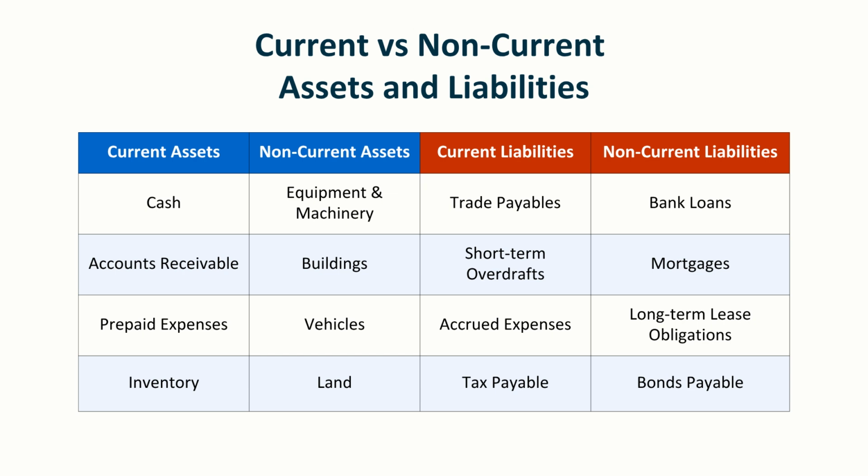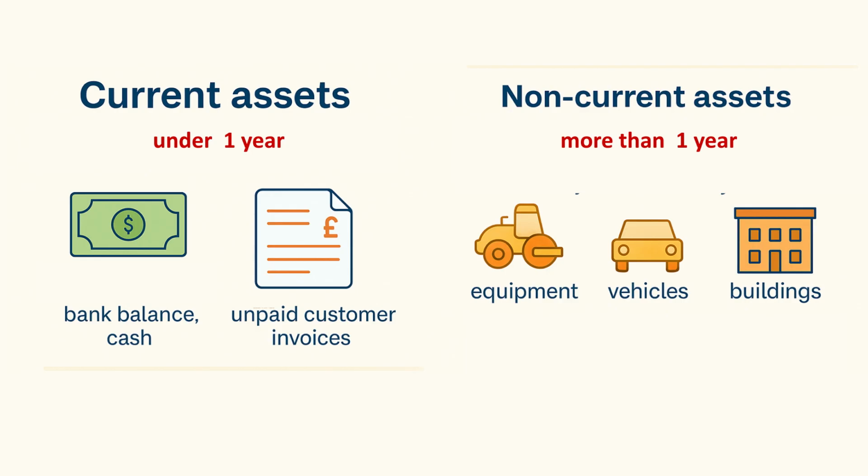Every code belongs to one of two big families in accounting, assets and liabilities. This is where the coding system connects directly to the double entry system. In accounting, we divide assets and liabilities into short-term, called current, and long-term, called non-current categories. Current assets are what the business owns or expects to use or turn into cash within a year. Examples: bank balance, cash, unpaid customer invoices.